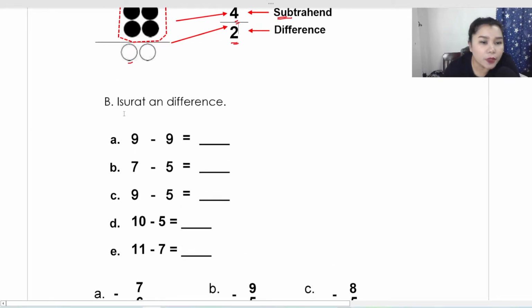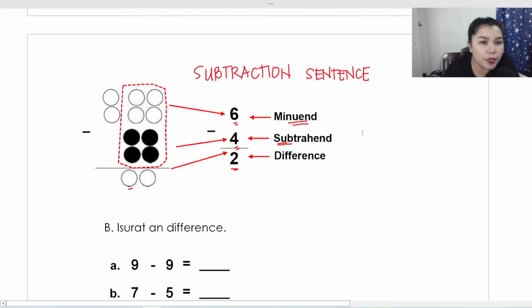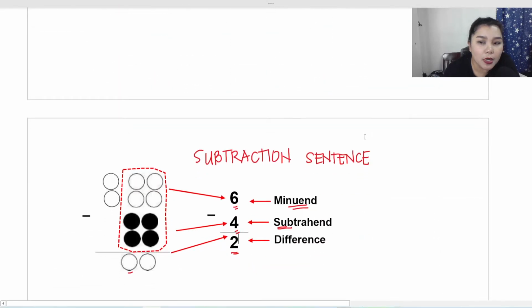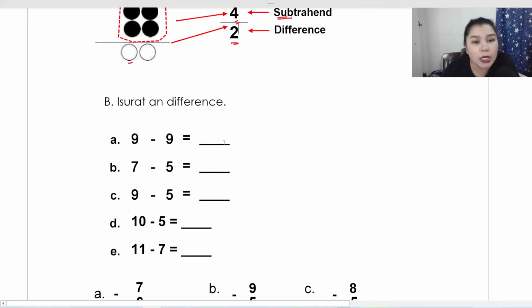Okay, so for part B, isulat ang difference. So, isusulat na lang yung answer. So, take note, in subtraction, like for this one, 4 minus 4 equals 0. This is the same with 9 minus 9. Any number deducted from itself will give us an answer of 0. Palagi na 0, kapag nag-subtract ng same number with the minuend.